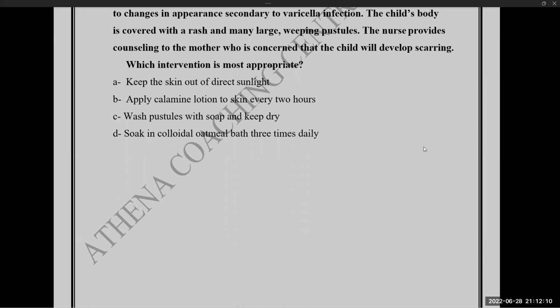And again, in the other option, there is another statement: apply calamine lotion to the skin every second hourly. See, it's wrong. Every second hourly, we won't be able to apply calamine lotion. So that is the reason why I have not selected answer B and why I have selected D.